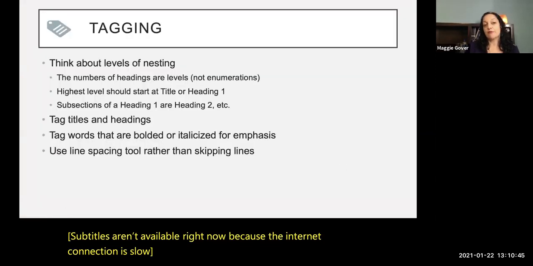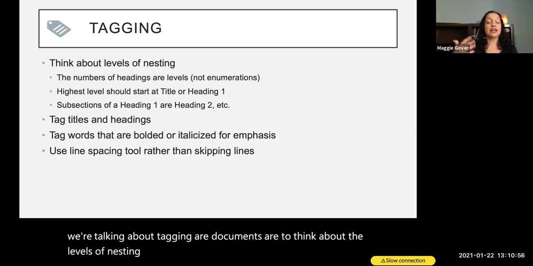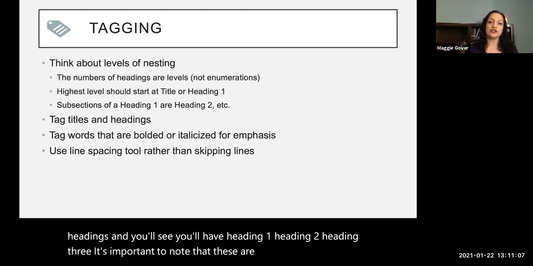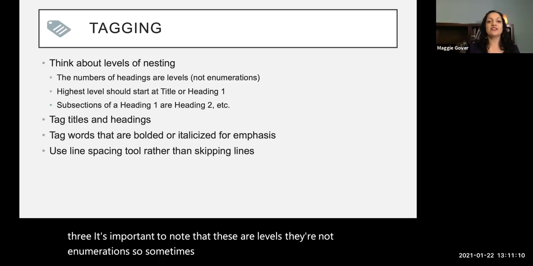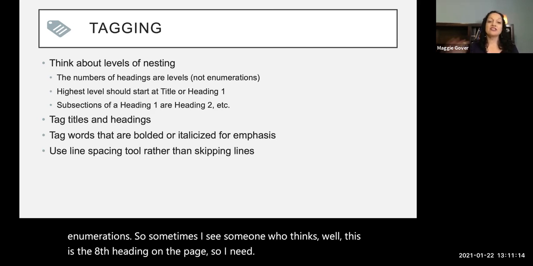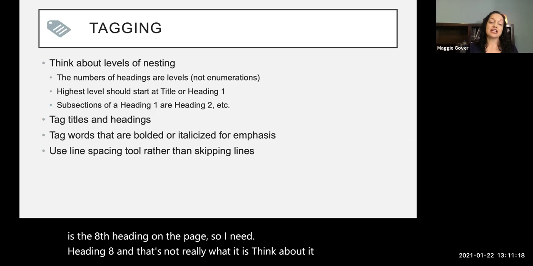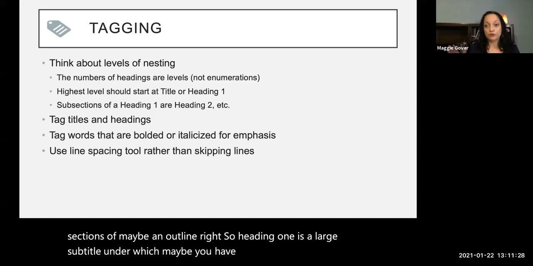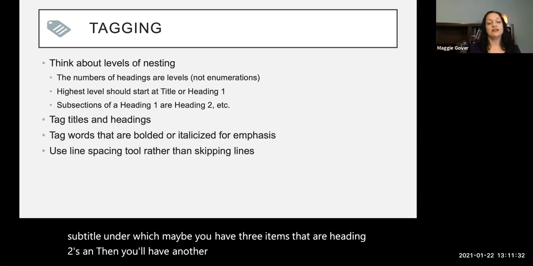So tagging is very important. And one of the considerations when we're talking about tagging our documents is to think about the levels of nesting. In our tags, we have a number of headings. You'll have heading 1, heading 2, heading 3. It's important to note that these are levels, they are not enumerations. Sometimes I see someone who thinks, well, this is the 8th heading on the page, so I need heading number 8. And that's not really what it is. Think about it like the sections of an outline, right? So heading 1 is a large subtitle under which maybe you have 3 items that are heading 2s, and then you'll have another heading 1 that's another topic, and then you have multiple heading 2s under that topic, right?